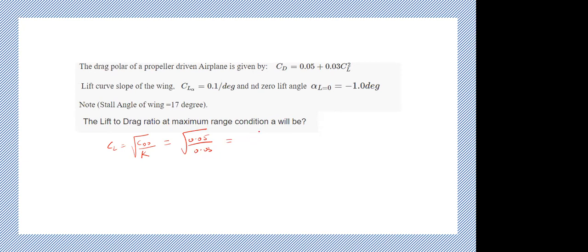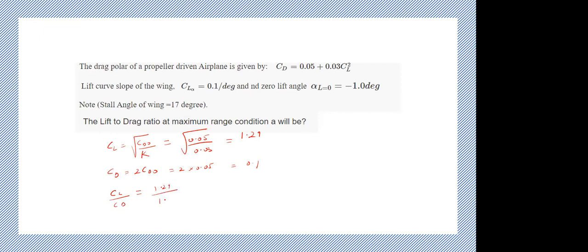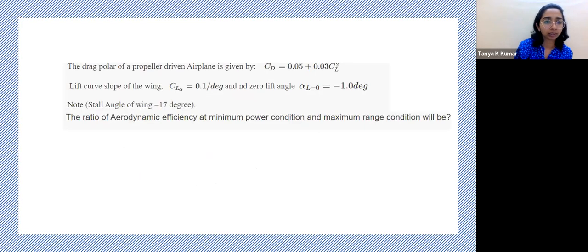Can you just calculate it? 1.29. Okay. What about CD, which is 2 CD naught, which is 2.5.1. And again, the lift to drag ratio is 12.9. That's it. Again, I've just written down the relations here.